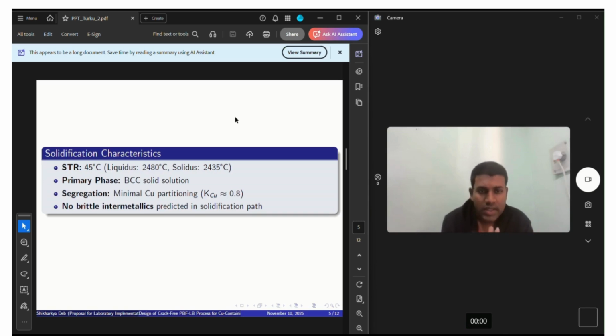On partitioning behavior, the partitioning coefficient tells us how elements distribute between solid and liquid. For copper, it was 0.8, which means copper prefers the liquid phase. For tantalum, it was 1.1, which means tantalum prefers the solid phase, and 0.95 for tungsten means it distributes almost equally. These partitioning coefficients are good because copper's preference for liquid means it will be available for precipitation later, there is no extreme partitioning that would cause severe segregation, and there is relatively uniform distribution of major elements.